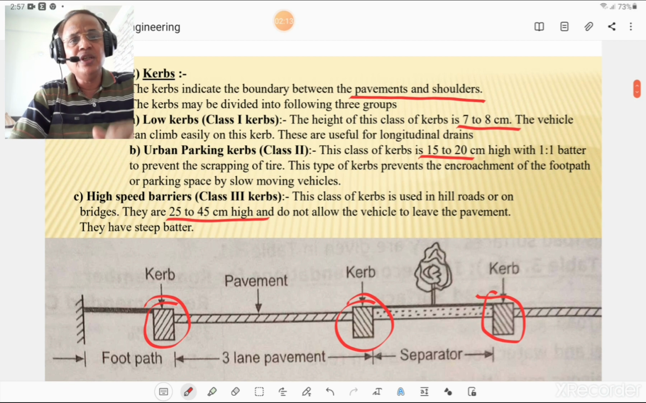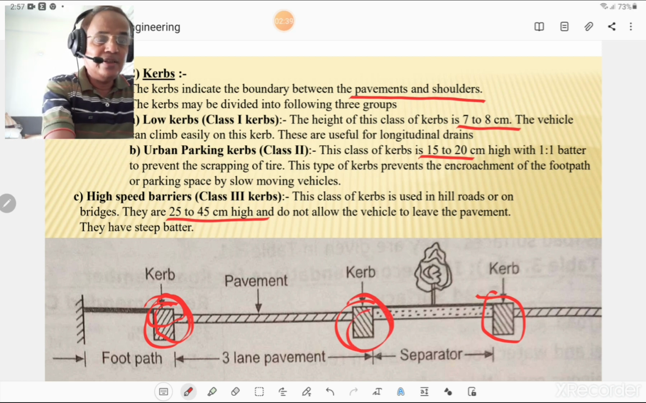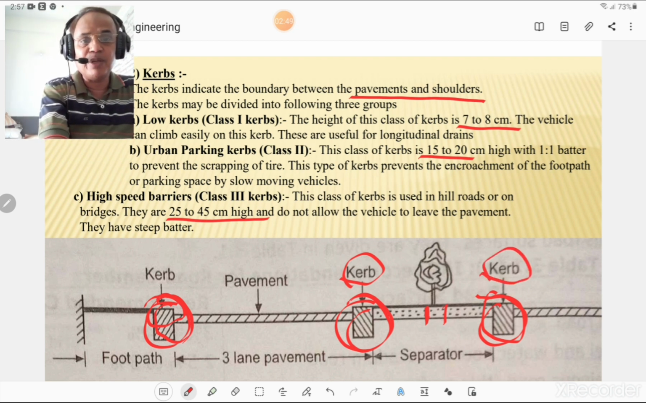Then the second type is urban parking curbs or class 2 curbs. These curbs are 15 to 20 centimeter in height with 1:1 batter to prevent the scraping of tire, and this type of curb prevents the encroachment on the footpath or parking space by slow moving vehicles. So please look at this figure. This curb is the class 2 type of curb. These two curbs are near median. If longitudinal drain is located here, this curb may be designed as a low curb, and this curb near footpath may be designed as an urban parking curb.